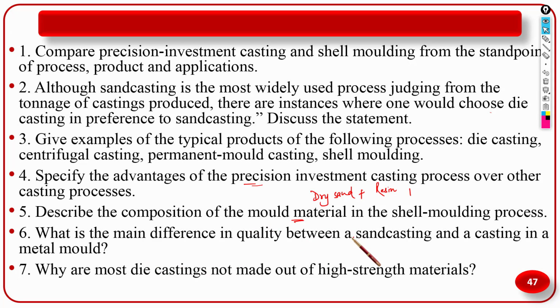What is the main difference in the quality between a sand casting and casting in a metal mold? Sand casting and casting in a metal mold. First of all, sand casting surface finish will be very poor, but in case of metal, it will be very good surface finish. Dimensional accuracy will be very nice, and the mechanical property will be good. That I will talk about in the forging. Why is most die casting not made up of high strength materials? Die castings are not made out of high strength materials.